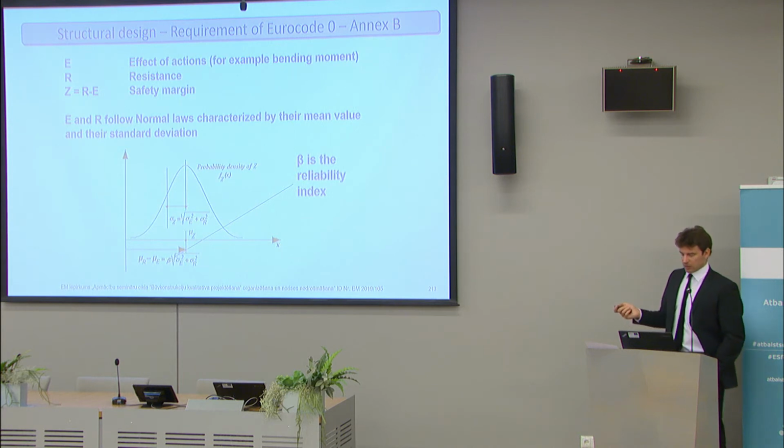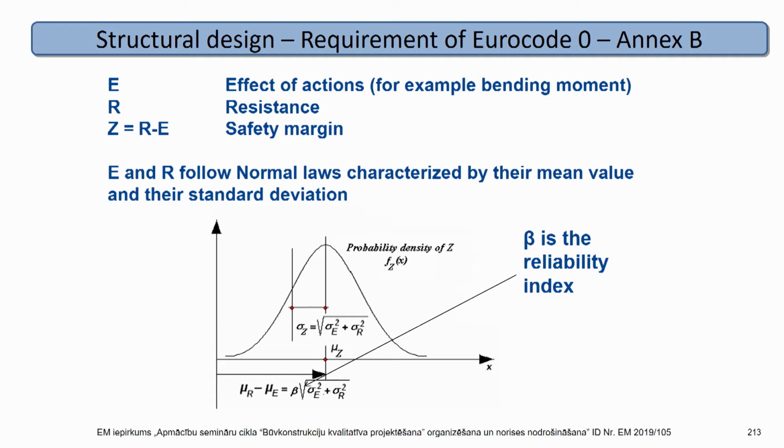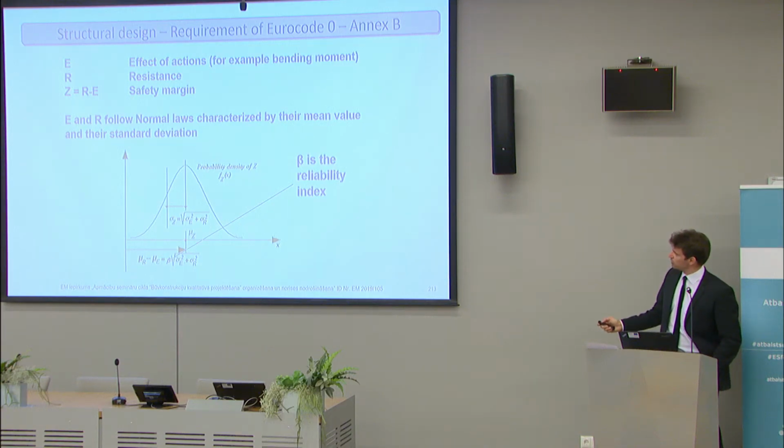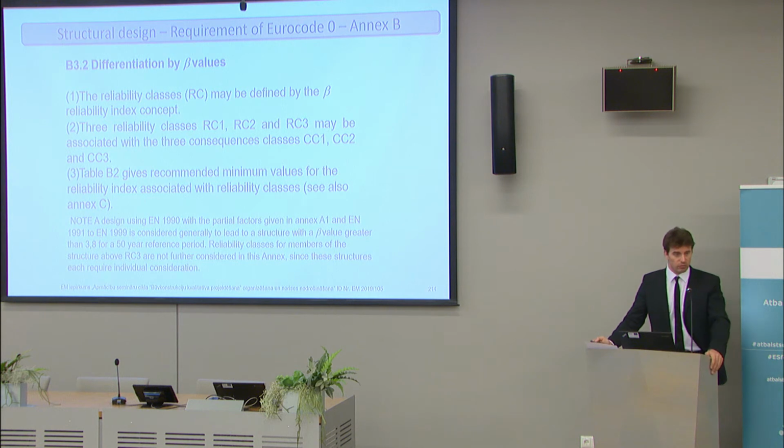And also what is actually the reliability index. So you see here the effects of actions, the resistance, and what is Z. Z is actually the safety margin. So you can imagine that beta is in the normal distribution here of the probability density, that beta is this parameter here, where this is the variance, and this is the average. So here you have the average of Z. Okay, here are also given some values for beta.